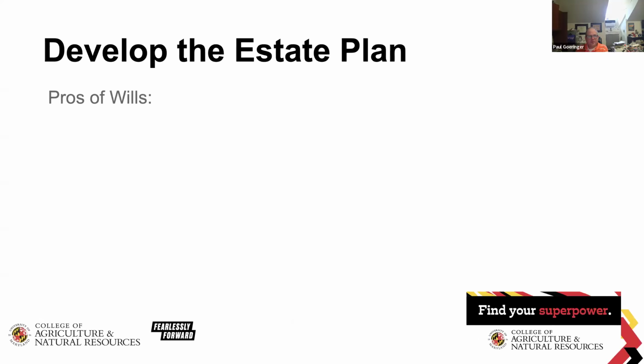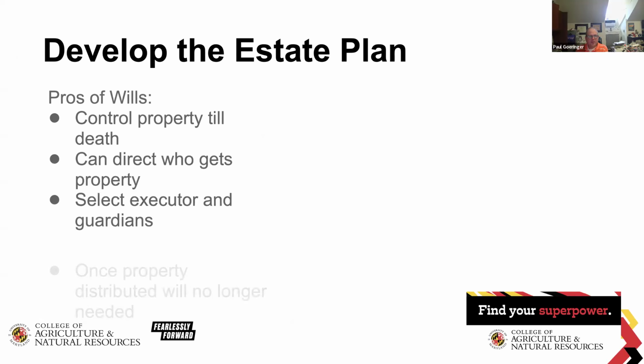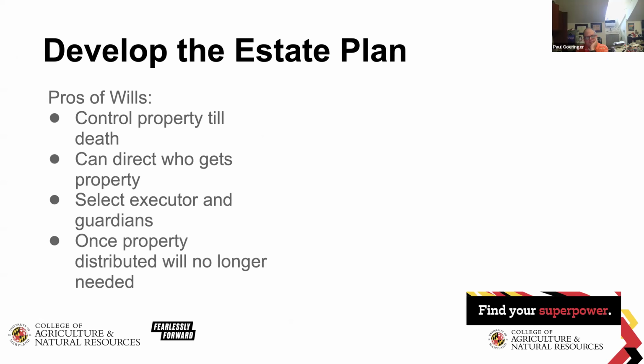So let's talk about pros and cons of a will. Pros: you can control property to your death. You can dictate whoever you want to get it. You can do all that with a living trust too. You can select the executor of the estate. That's the person who's going to go to court and deal with all the proceedings as we move forward. Once that property is distributed, we don't need it anymore and it goes away.